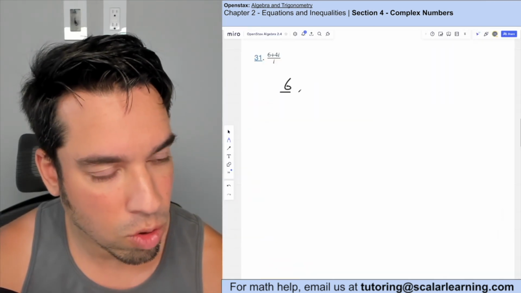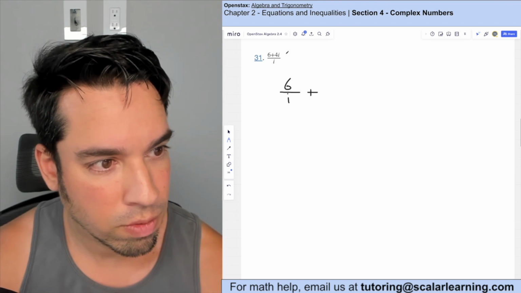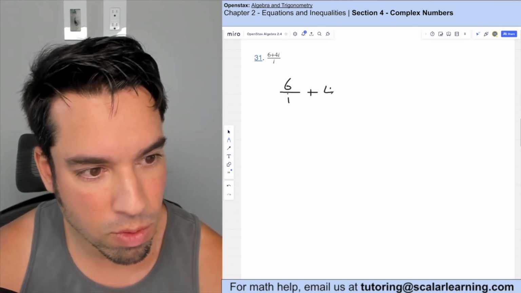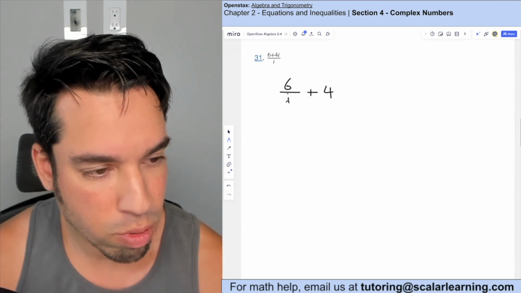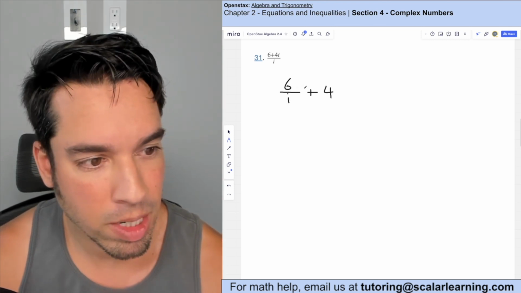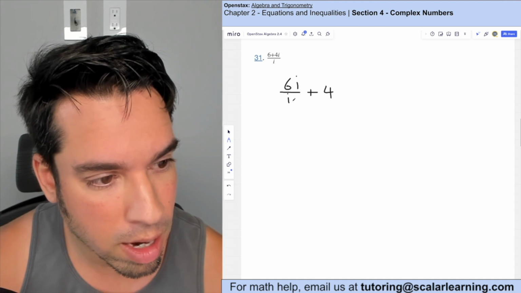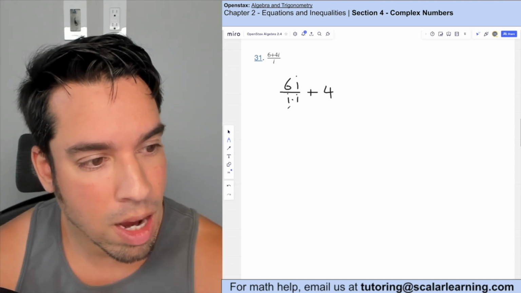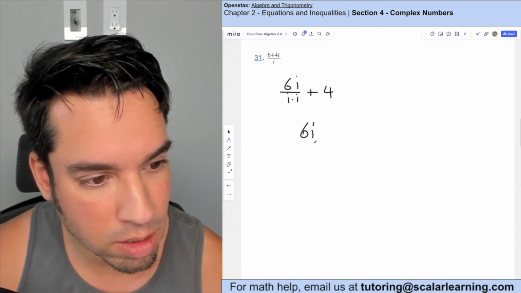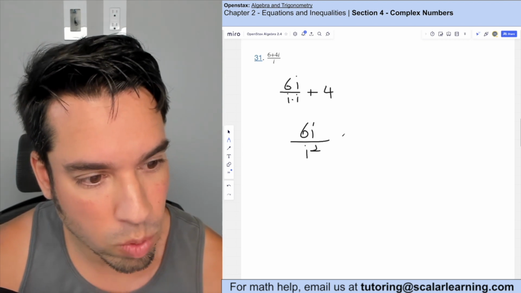Here we're going to divide both terms by i. So I've got 6 over i plus 4i over i, which just becomes 4. So now we've got this problem: we've got the imaginary number in the denominator. The way I'm going to get rid of that is to multiply by i over i, right? So i times i is, of course, i squared. So I've got 6i over i squared plus 4.